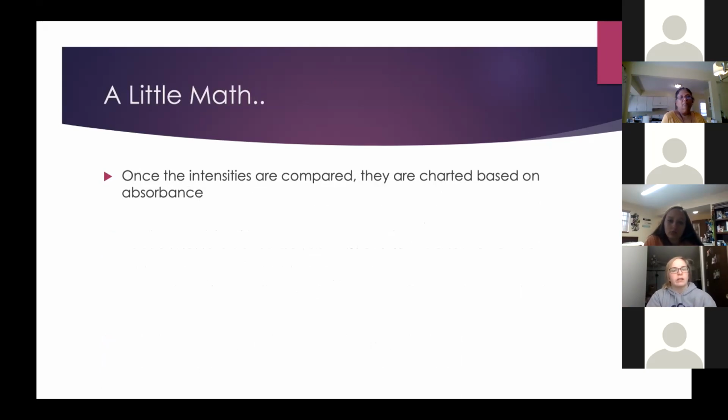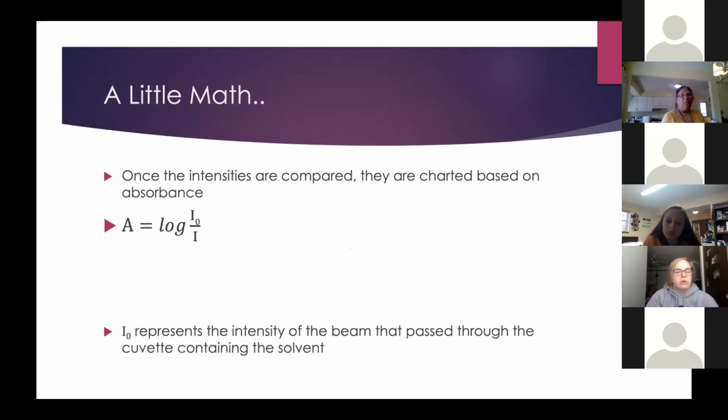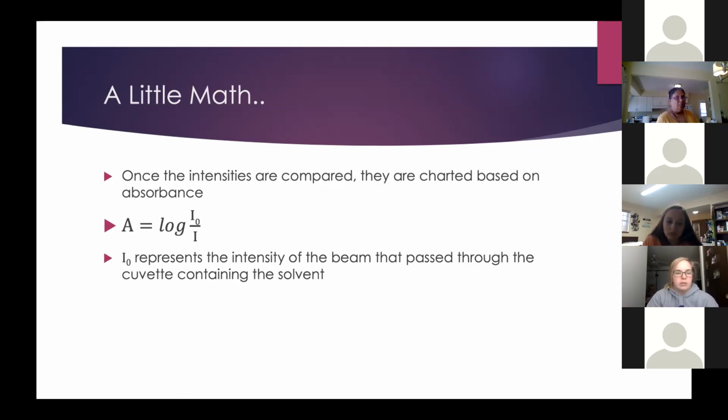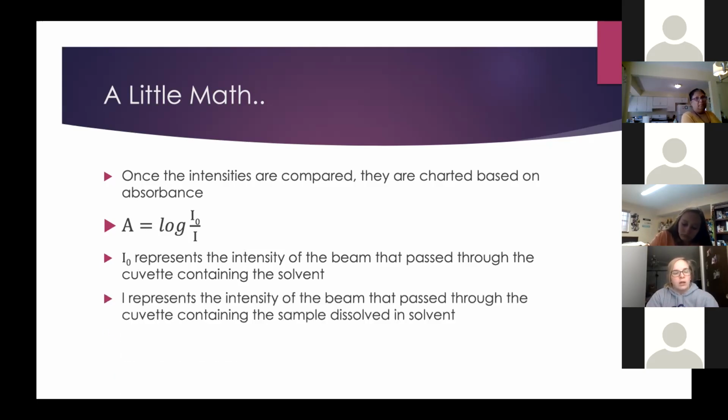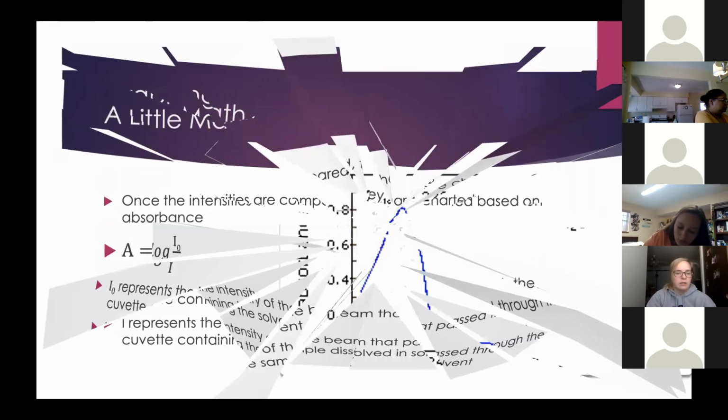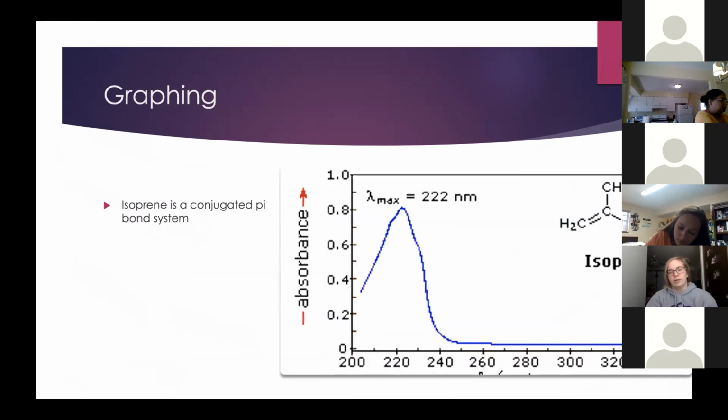So a little math. Once the intensities are compared, they're charted based on absorbance. So this is the formula that we use. A stands for absorbance, and I sub 0 represents the intensity of the beam that passed through the cuvette containing the solvent. So again, that's your base reference. And then that's divided by I, which is the intensity of the beam that passed through the cuvette containing the sample. And then you take the log of that, and then you get whatever your absorbance value is.